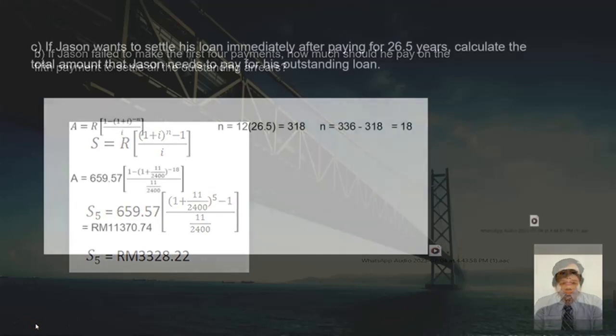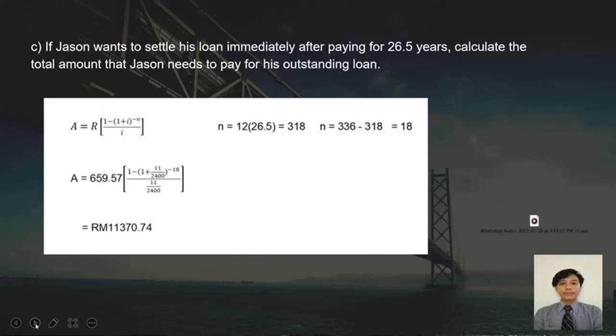3,328 ringgit 22 cents. For question C, if Jason wants to settle his loan immediately after paying for 26.5 years, calculate the total amount that Jason needs to pay for his outstanding loan. The formula that we will use is A = R[(1 - (1 + i)^(-n))/i].